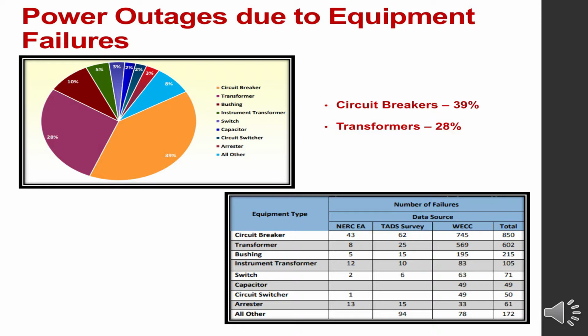The key takeaway from this slide is circuit breakers rank number 1, which contribute to almost 39% of all the failures, and transformers rank number 2, which contribute to 28% of all the failures. I'm sure the transformers and the circuit breakers are the core of your power distribution system itself. So let's go to the next slide.